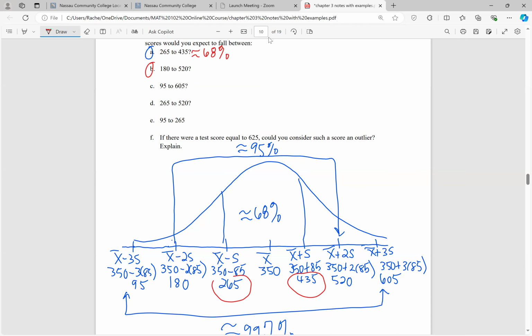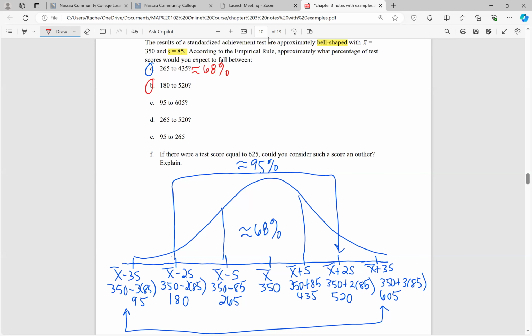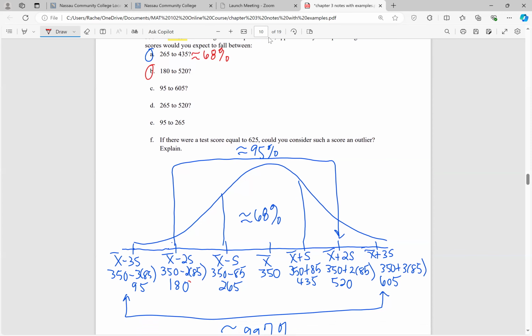Now let's look at part B. Part B says, what percent of our scores would we expect to fall between a 180 and a 520? So let's circle 180, let's circle 520, and both of those scores happen to be 2 standard deviations away from the mean. So we expect about 95% of our scores or our data values to be between a 180 and a 520 based on the empirical rule. So this is going to be about 95%.